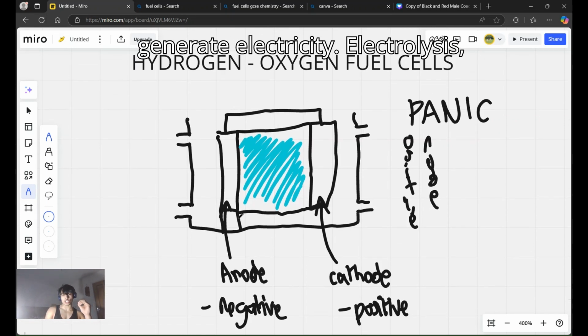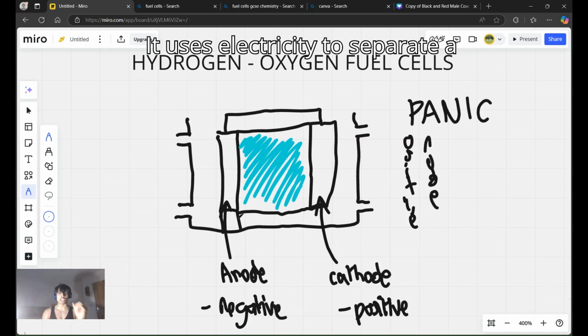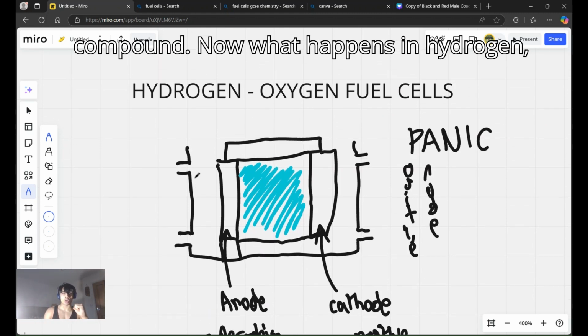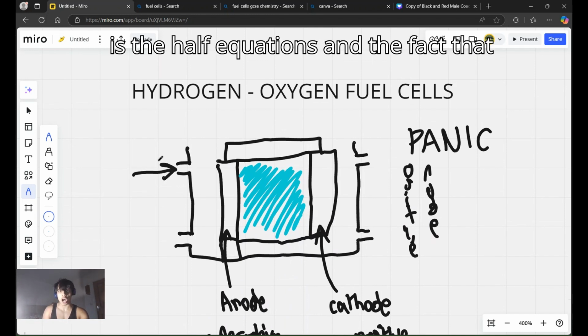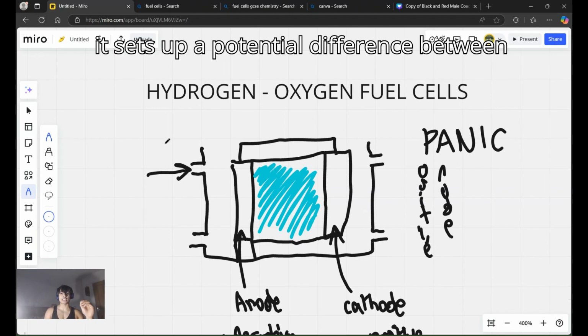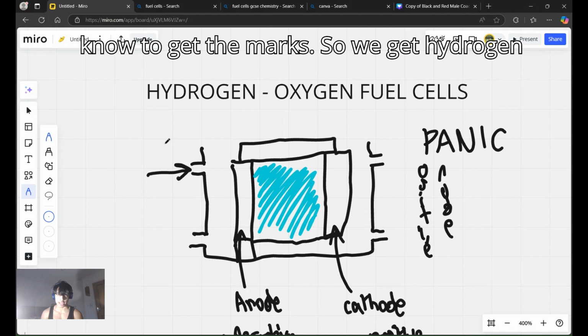Fuel cells generate electricity. Electrolysis, obviously, is a separation technique. It uses electricity to separate a compound. Now, what happens in a hydrogen oxygen fuel cell? All you need to know is the half equations and the fact that it sets up a potential difference between two electrodes. That's all you need to know to get the marks.